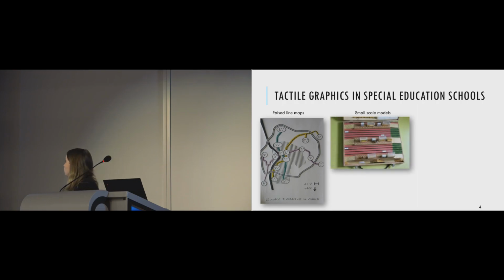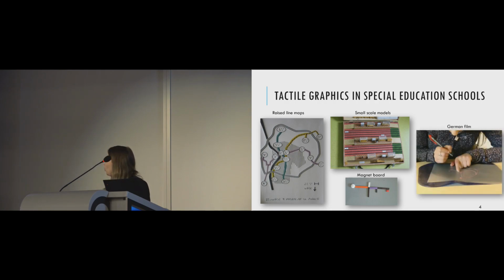You can also use mass-scale models or 3D models, for instance, here of a train station. You can use magnets on an iron board to create streets or buildings in relief and build a map with the students with visual impairment. Or you can draw on German films, which raise the line you draw with a pen 1 millimeter over the paper.